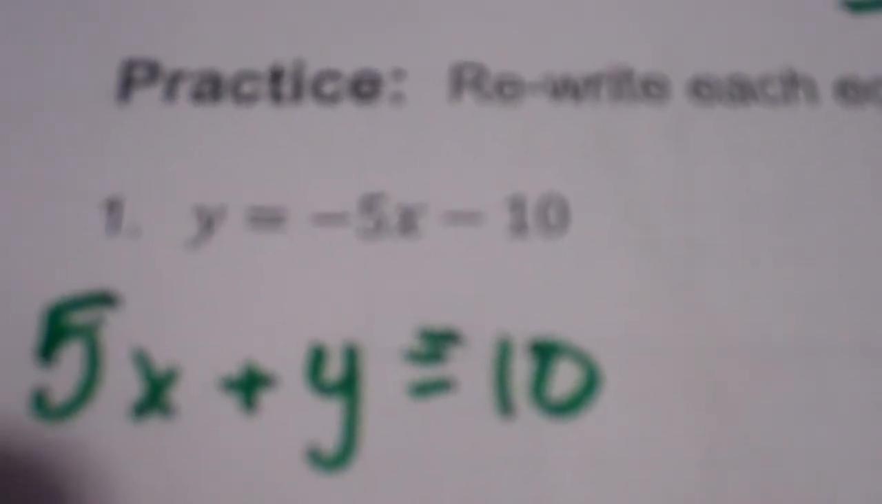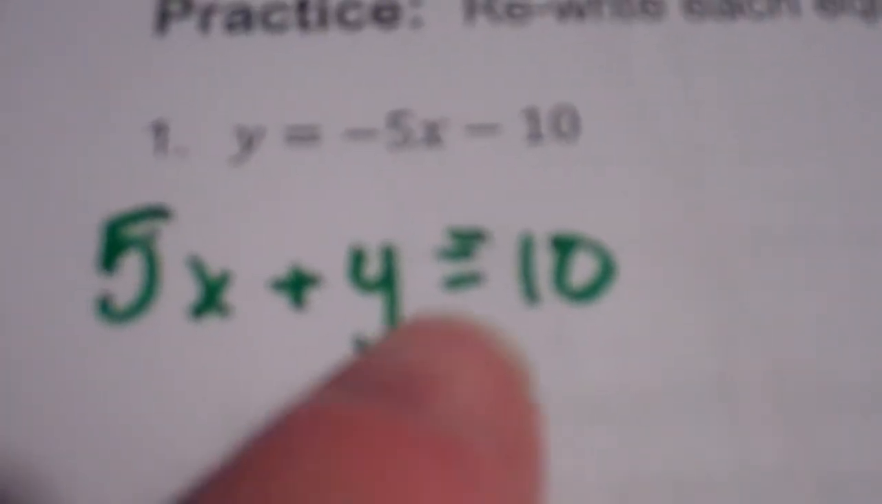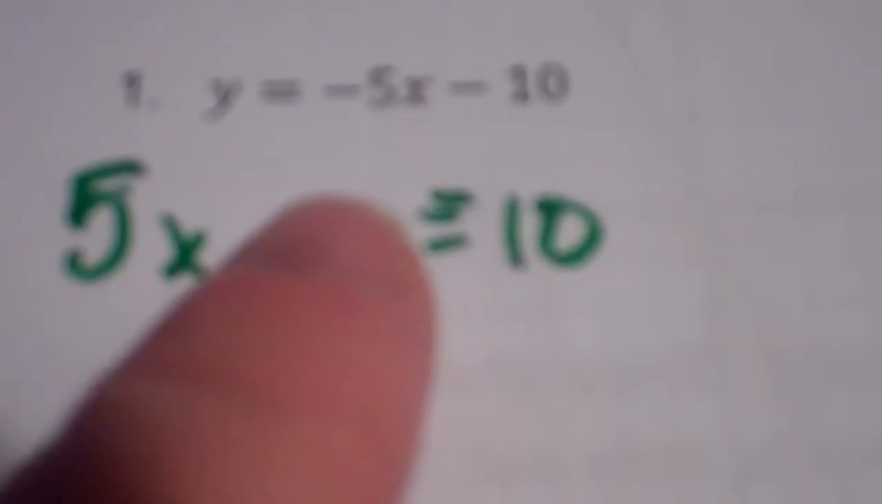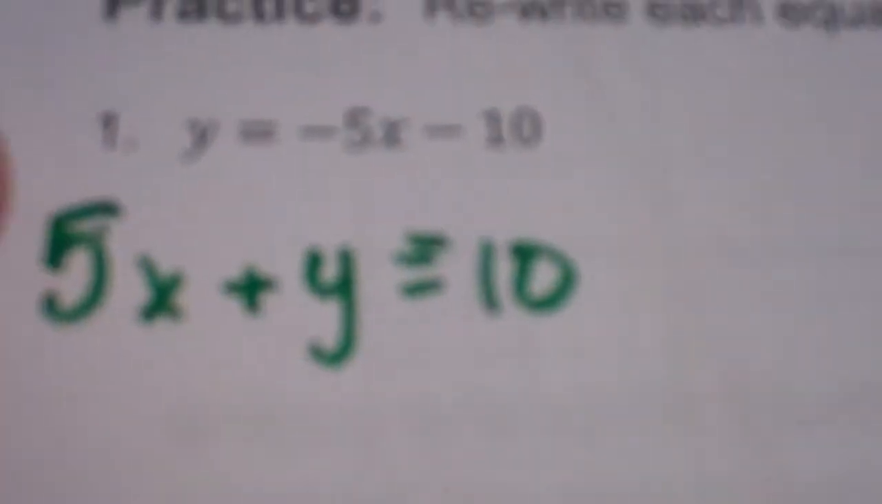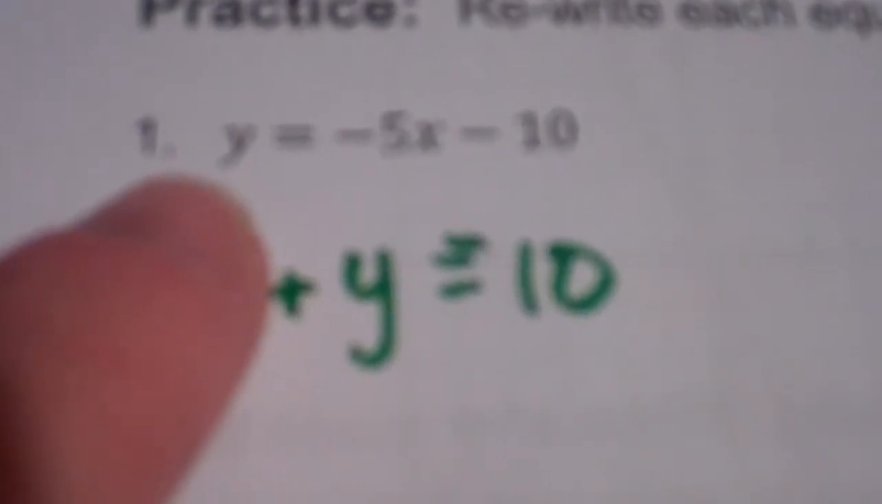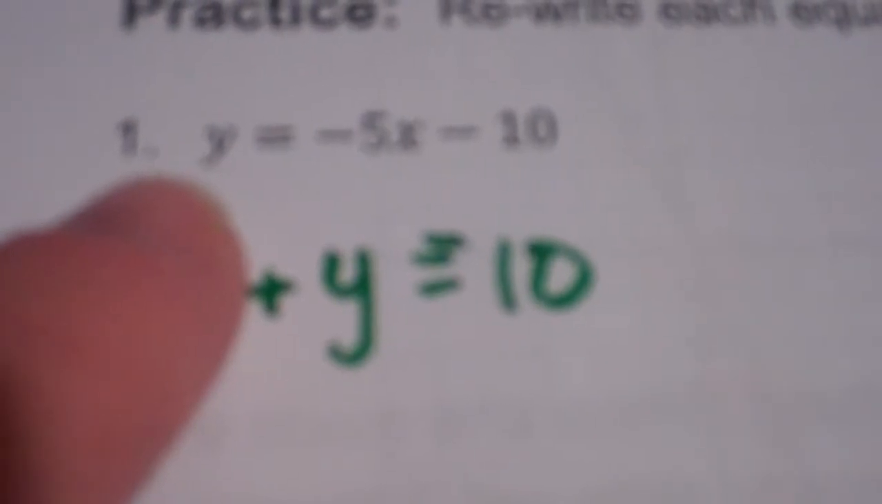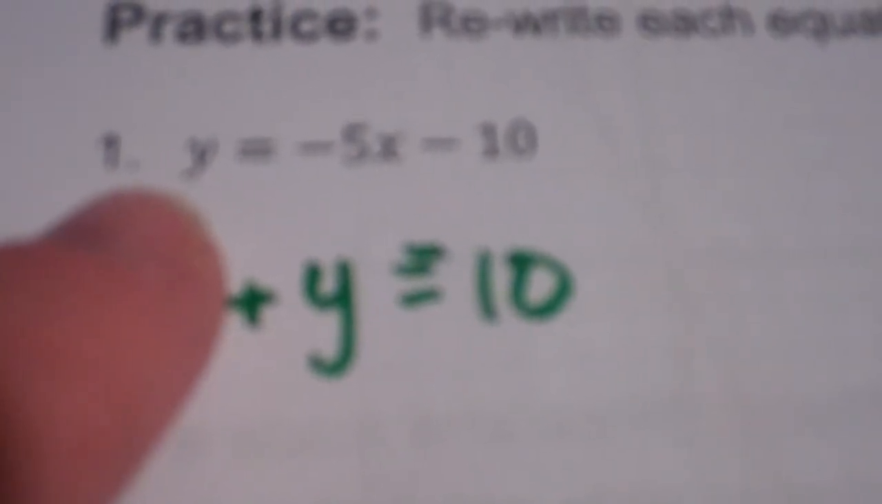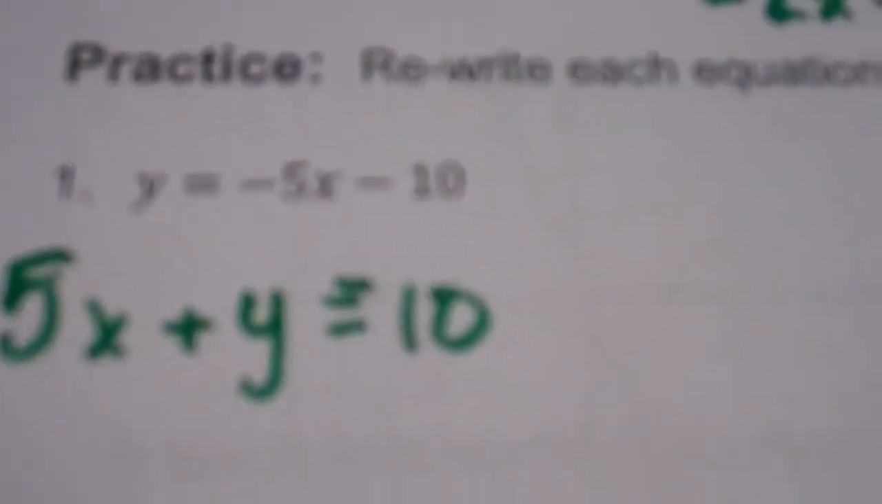Good job. Now remember, if you had wanted to graph this using your intercepts, we set y equal to 0, meaning it's not there. So you say, what times 5 gives me negative 10? Oh, think. It's negative 2. Then we set the x equal to 0 and say, oh, it's right there. Y equals negative 10. So we'd put a point on negative 10 on the y-axis, a point on negative 2 on the x-axis, and draw our line. We've done that before.